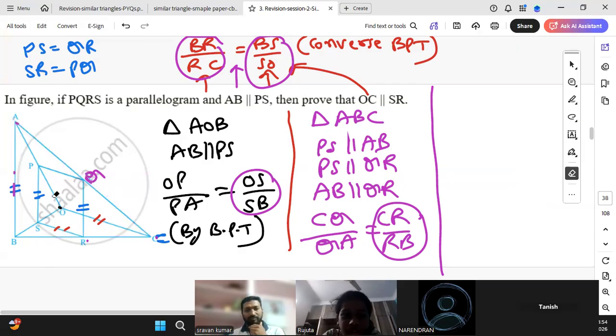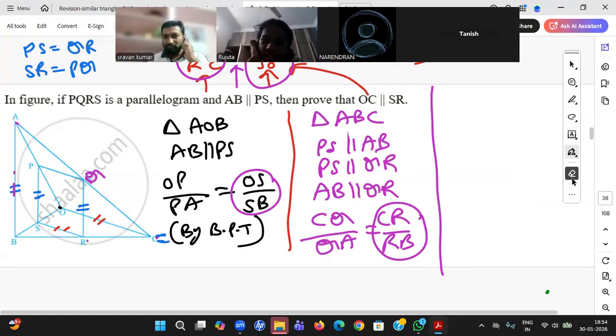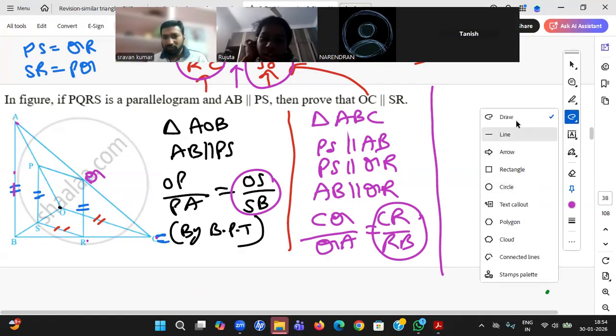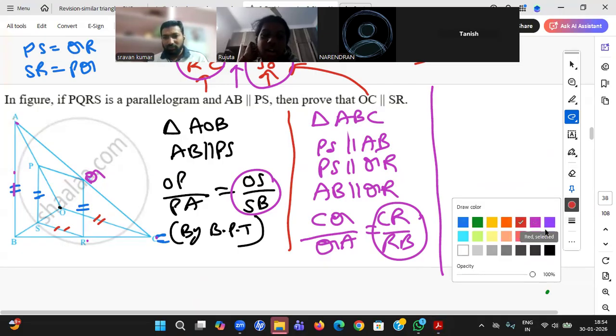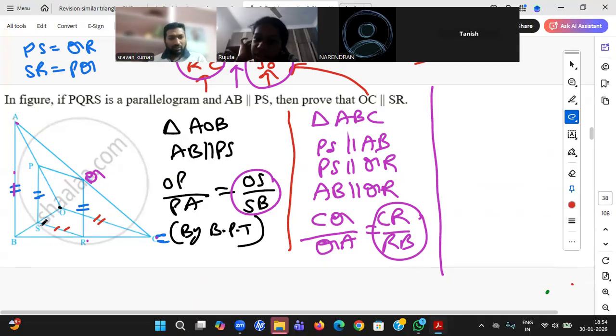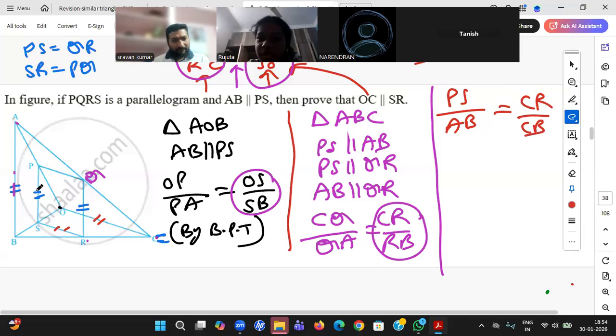Since PQRS is a parallelogram, PS is equal to QR, and that we've written. So PS by AB is equal to CR by CB. PS by AB equal to CR by CB. Why? CR by CB, CR is there. From the second equation that you've written, by BPT. Acha, so you want to apply BPT over here? No, you see, PS is not touching the big triangle. It should touch the big triangle.